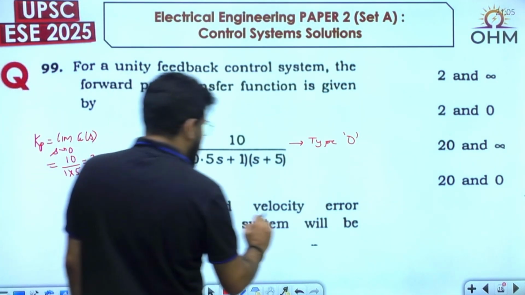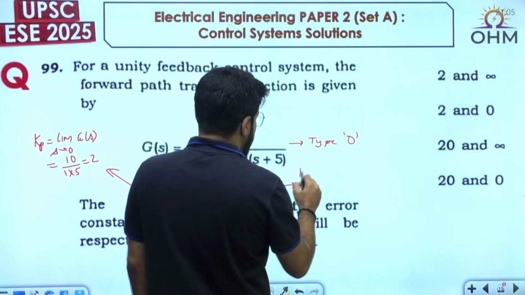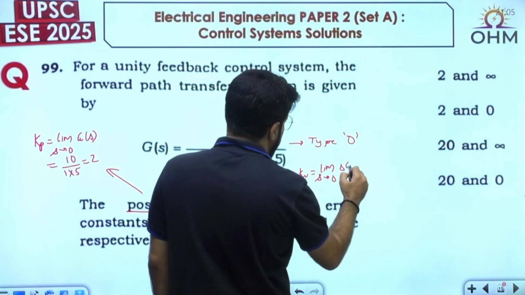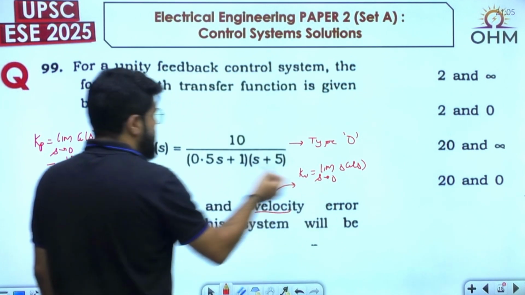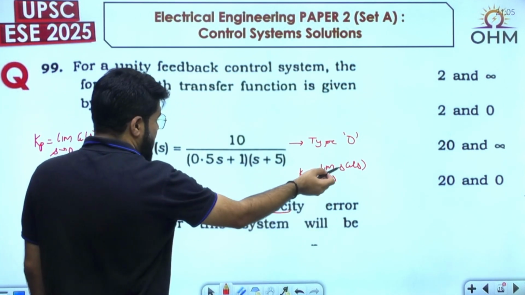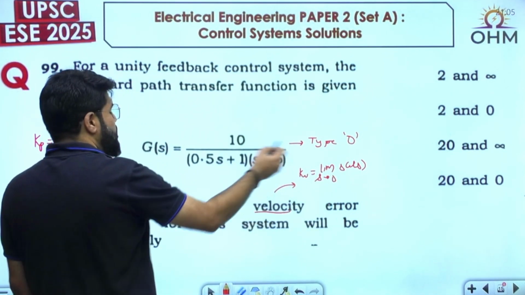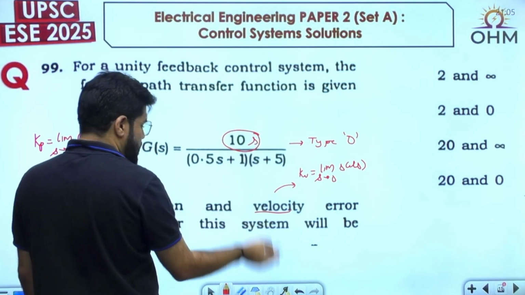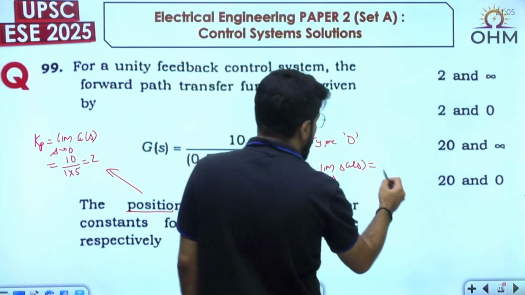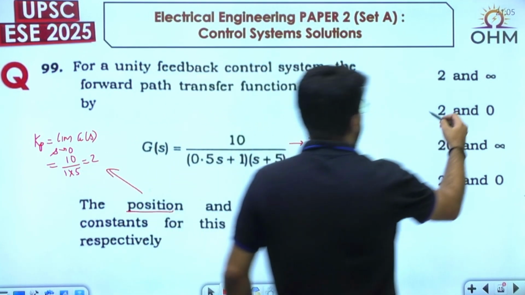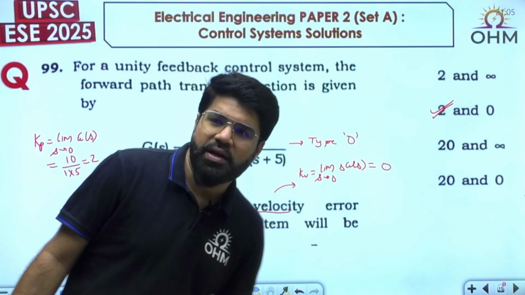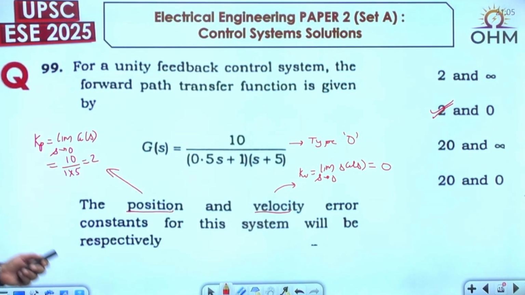Then what is the velocity error coefficient? It is given by the limit of s tending to 0 of s into G(s). There is no pole at the origin to cancel s, so s into G(s), s will be multiplied here. Directly s tending to 0, numerator 0, denominator non-zero, so the answer will be 0 only. So 2 and 0 respectively, option number B it has to be. Correct now? Next question.